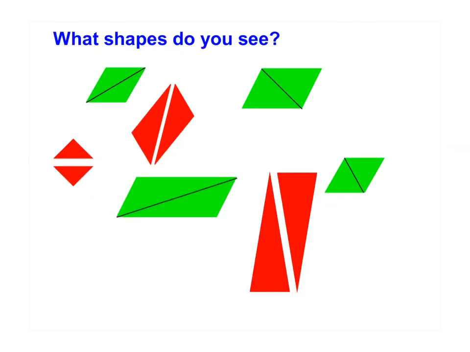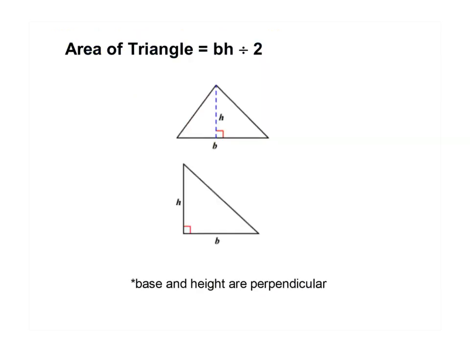All right, now if you take a look at the picture here, what shapes do you see? Okay, hopefully you're seeing some parallelograms and also some triangles. So I like to show this because it helps us to see that any parallelogram can be split into two equal triangles. Okay, and that's important to know as we move on to our next shape, which is a triangle.